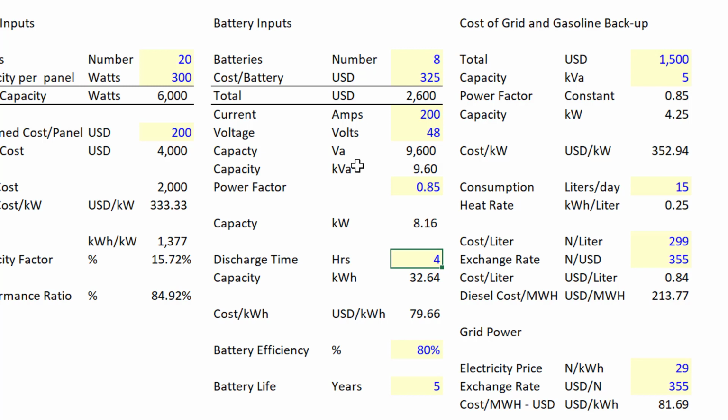He said more, but I think 4 hours was, for me, a reasonable time. And then we multiply this capacity by the hours for a single discharge, and we get the kilowatt hours. And then you can take the total cost of the batteries divided by the kilowatt hours to get the cost per kilowatt hour. And then you also need to reflect the efficiency. You can call this a round trip efficiency. If you put 100 in, you only get 80 out.